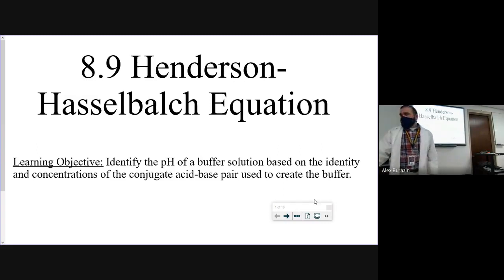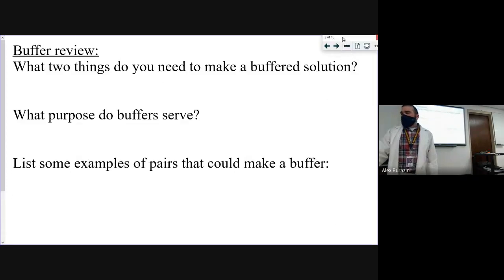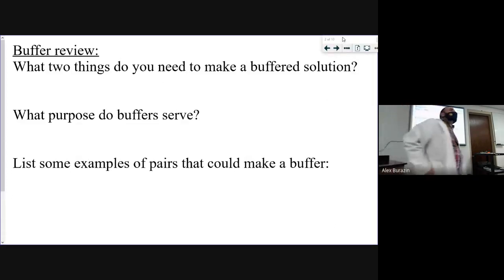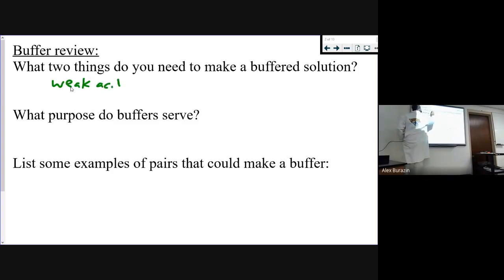Okay, so let's get started with a little review. What two things do you need to make a buffer? Weak acid and conjugate base, or weak base and conjugate acid.